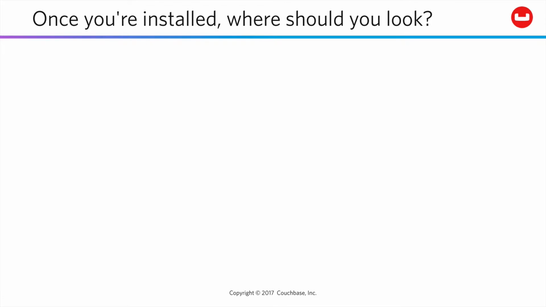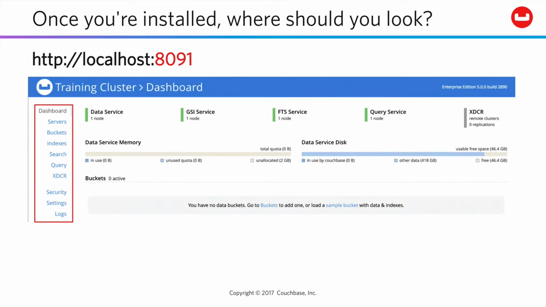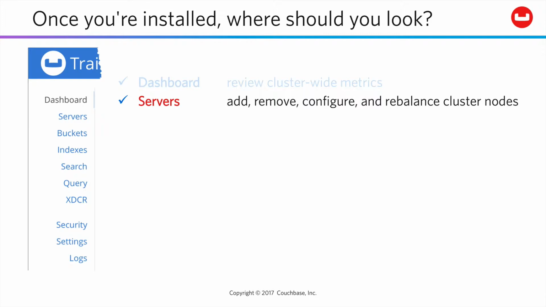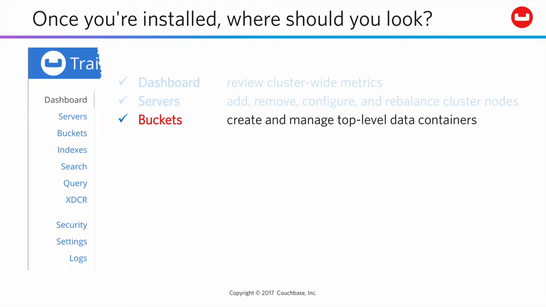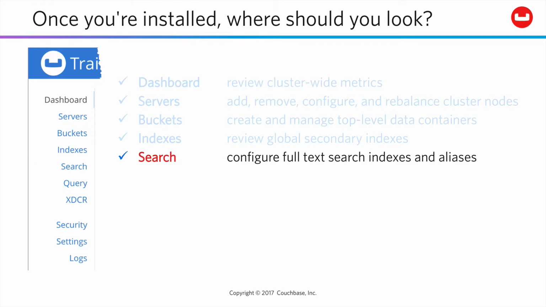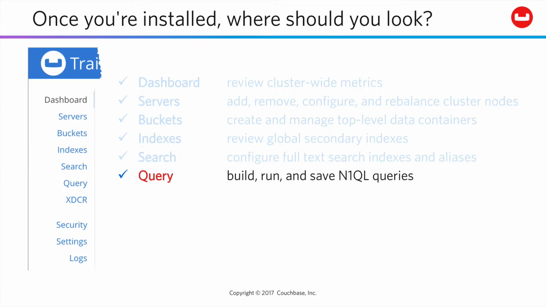Once your installation process is finished, your browser should open to the admin UI at localhost:8091. Navigation's on the left. The UI opens on the dashboard where you can quickly review cluster-wide metrics. The server screen lets you add, remove, configure, and rebalance the nodes in your cluster. The bucket screen lets you create and manage these top-level containers and their documents. The indexes screen lets you review the definition, type, and status of each of your indexes. The search screen lets you define full-text search indexing and run test queries. The query screen is a full-featured UI for building and running N1QL queries.